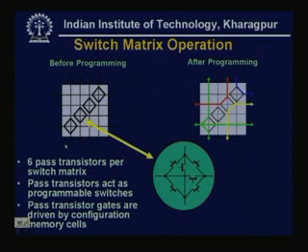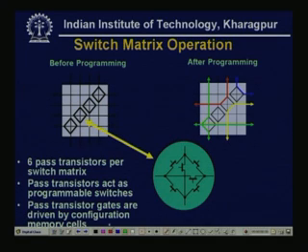Now, if we quickly see the switch matrix operation, because these are nothing but switches: this is before programming, where the switches are kept, and this is after programming, meaning which one is connected to which line. This red line is one connection, and this blue line is another connection, like that.